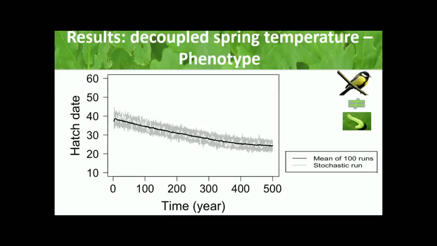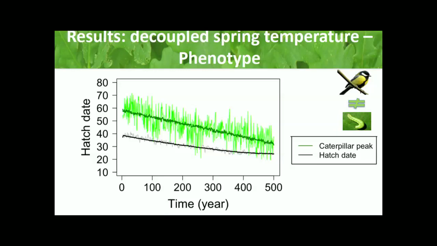And you can see this compared to the caterpillar date that's now in green. So the caterpillar peak is shifting at a faster rate. And I think this can start to explain some of the sort of humped trend we get in population size. So as the hatch date and the caterpillar peak get closer together, they're getting more synchronous. It's about the right time that the great tits want the caterpillars to be around for their chicks, and the population size is increasing.